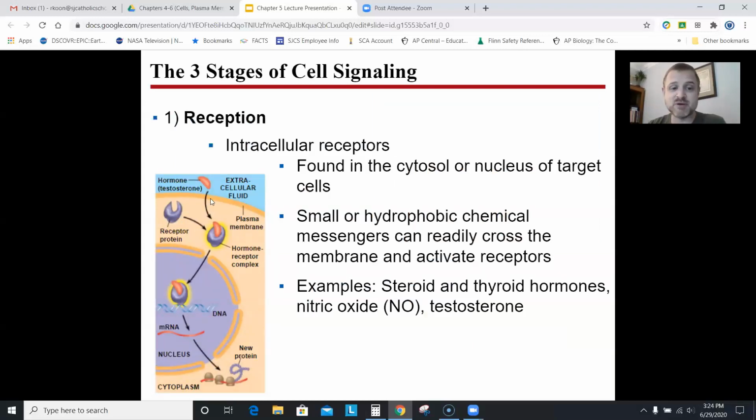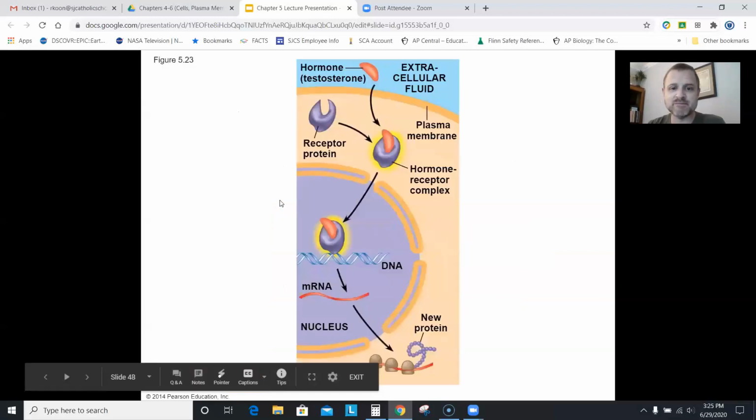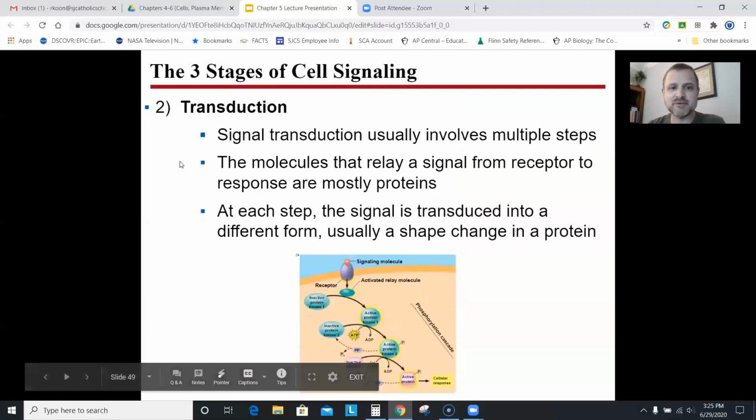They can actually go through the cell membrane and go into the cell and bind with the receptor, not in the membrane, but inside the actual cell. In this case, this receptor hormone complex goes into the nucleus and turns a gene on, okay? Steroid hormones, nitric oxide, testosterone, those are hormones that can go through the cell membrane. This is just the same diagram, bigger.